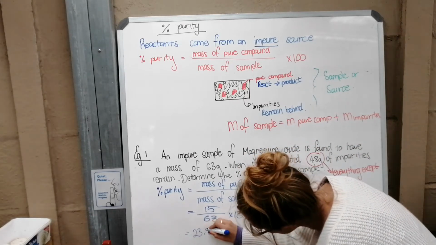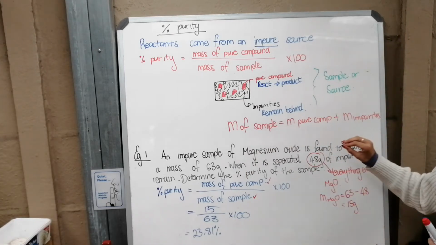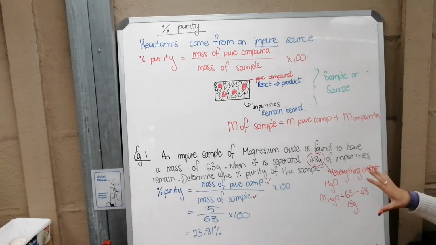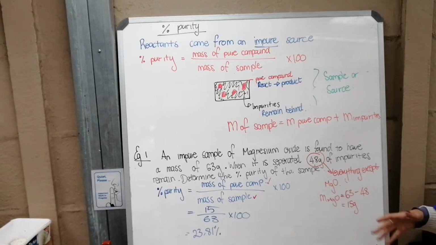I'm hoping you guys can see that this low down on the board. Okay, so the percentage purity of this sample was 23.81%. So nice and easy if it's this type of example. So we had no chemical reaction. All of the information about the source or about the sample was given to us that we needed.